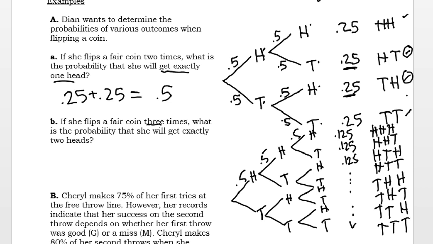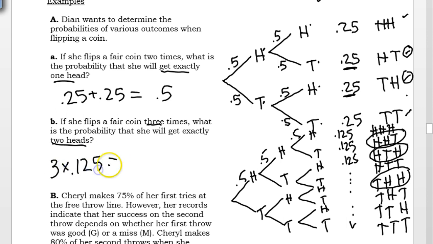What is the probability of getting exactly 2 heads? We're going to add together each of the outcomes that have exactly 2 heads. So I have 3 0.125s. There is a 0.375 chance, or 37.5% chance, of getting exactly 2 heads when flipping a coin 3 times.